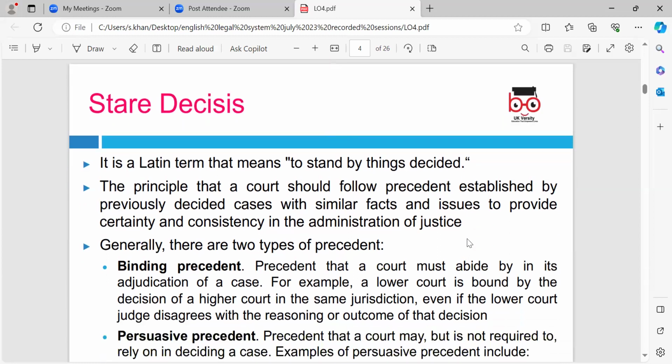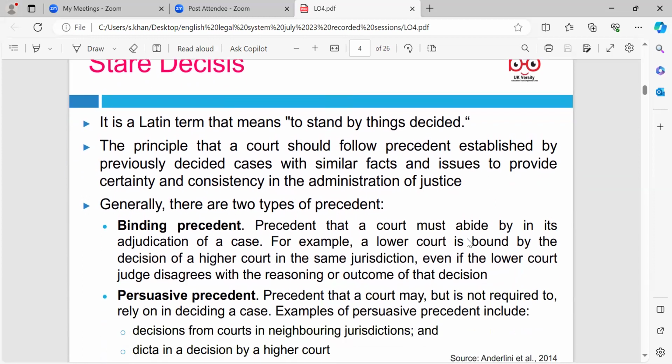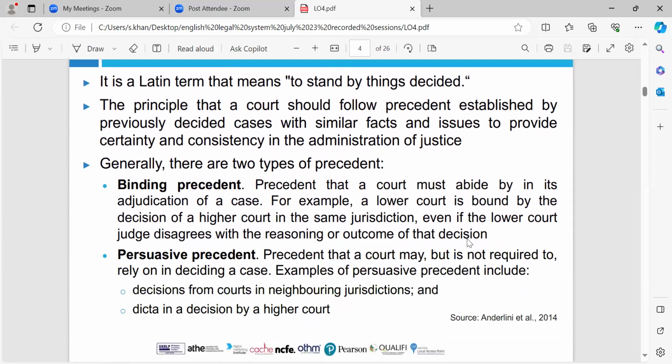So we're going to now look at the principle of stare decisis. So this is a Latin term that means to stand by things decided. The principle that a court should follow precedent established by previously decided cases with similar facts and issues to provide certainty and consistency in the administration of justice. Generally, there are 2 types of precedent.